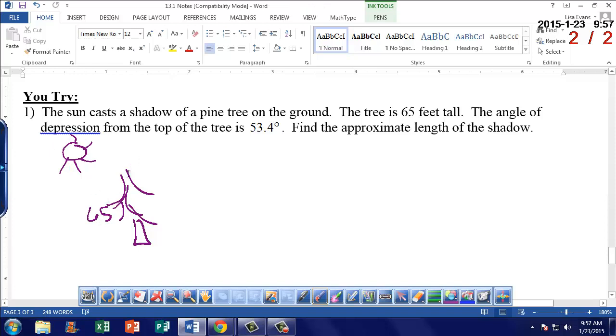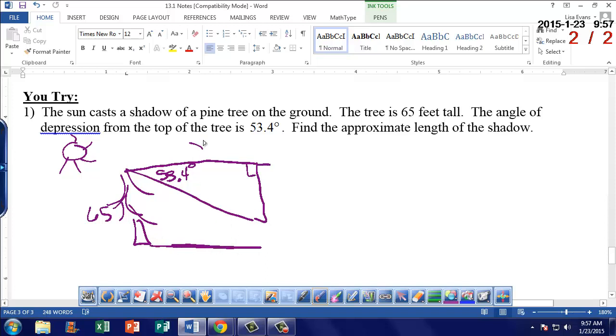The angle of depression from the top of the tree, so we're at the top of the tree, we're going to go out, then down, is 53.4 degrees. Find the length of the shadow. So think about it. Obviously, the shadow is not up in the air. The shadow would be on the ground. What distance are we finding? We're finding the horizontal distance. The height we know to be 65. So I'm going to go ahead and stop here.